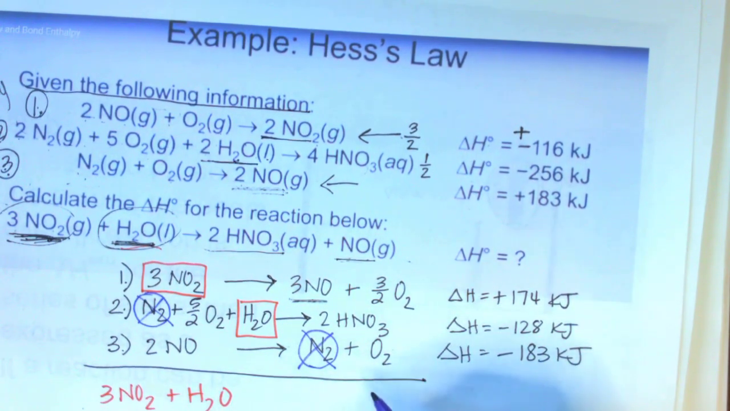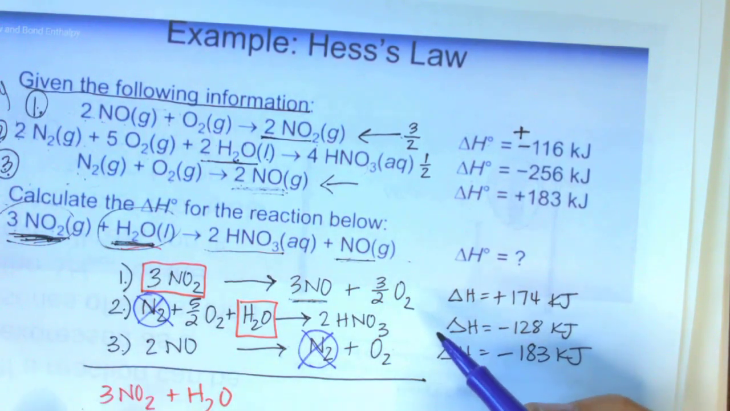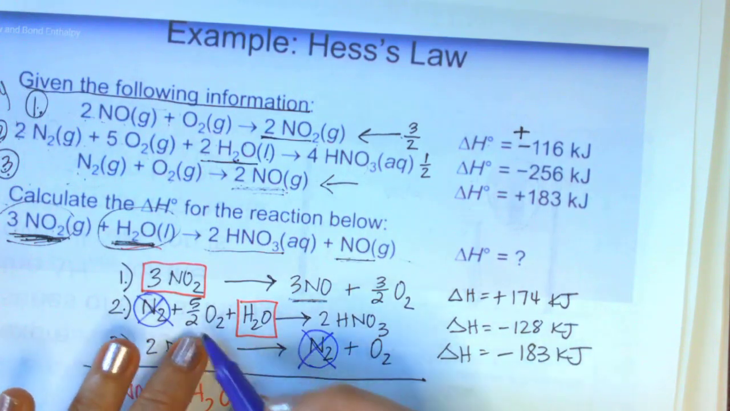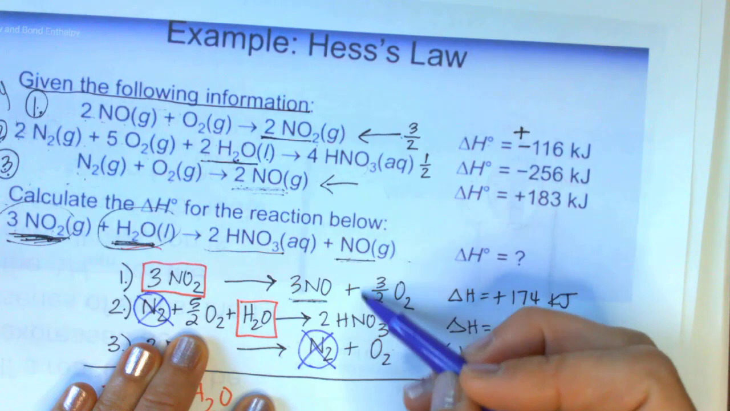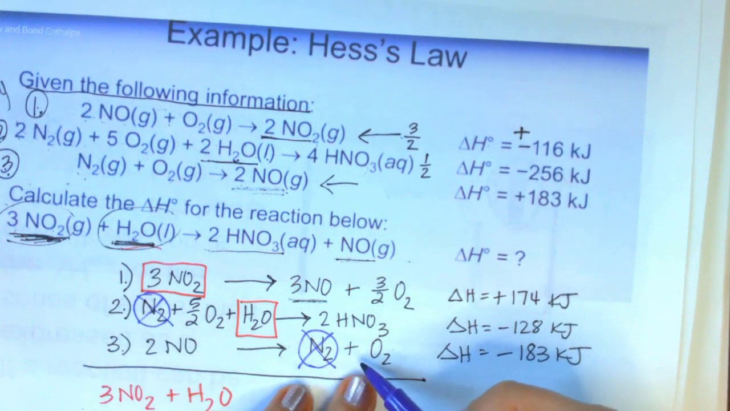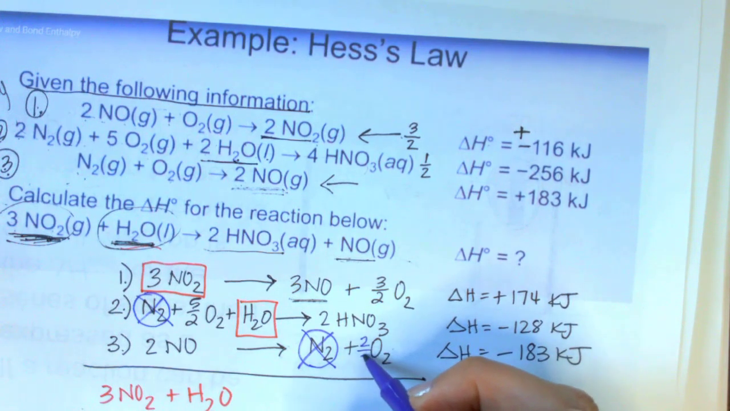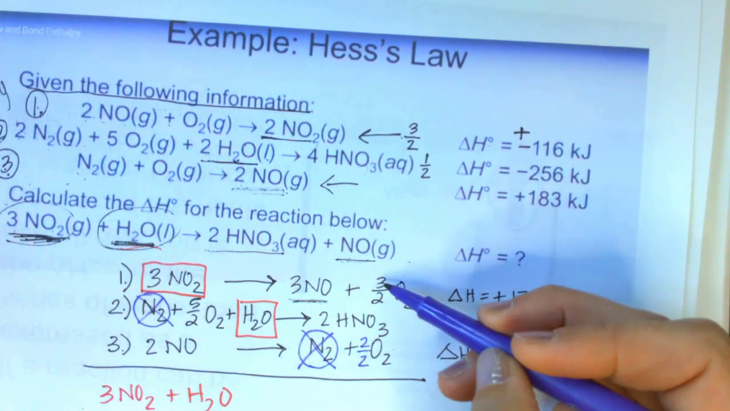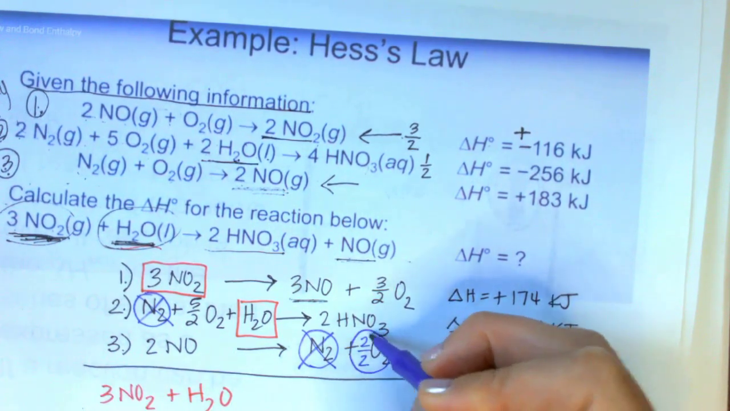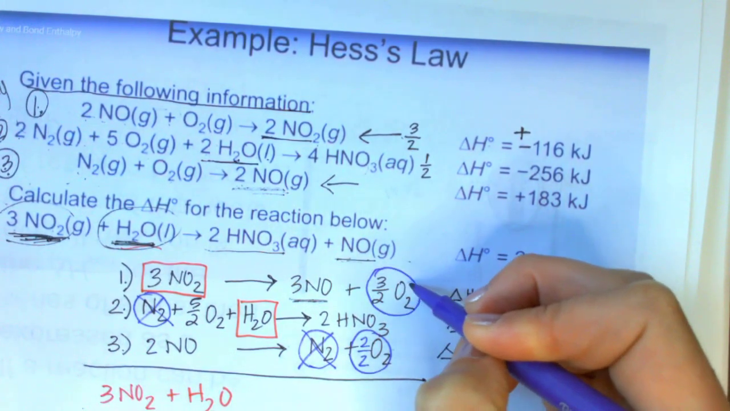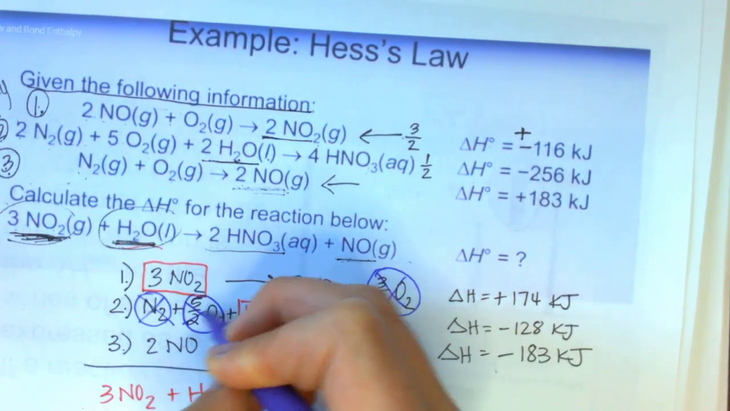Notice I also have oxygen. There's not oxygen in my target, so let's see what happens here with these oxygens. I've got 5 halves oxygen on the left. I've got a 3 halves oxygen, and I have 1 oxygen, but 1 is the same as 2 over 2, right? That means 1. So 3 halves plus 2 halves is 5 halves. So really, I can combine these 2 oxygens on the right. 5 halves cancels my 5 halves out.